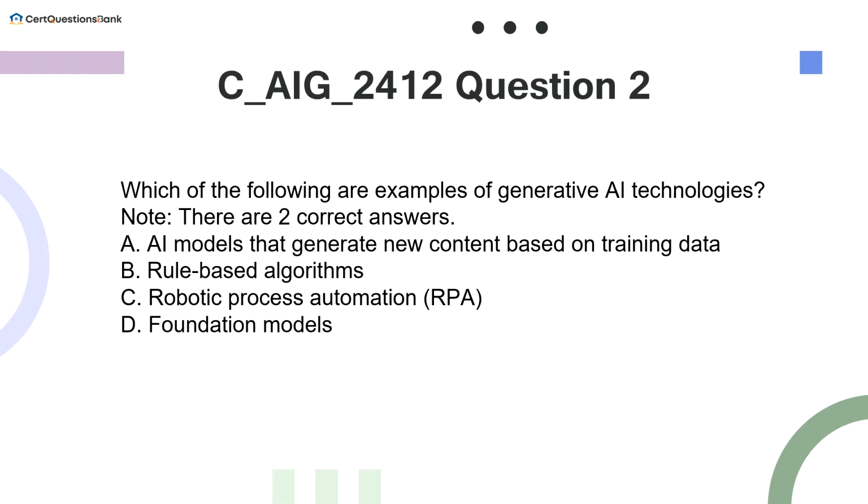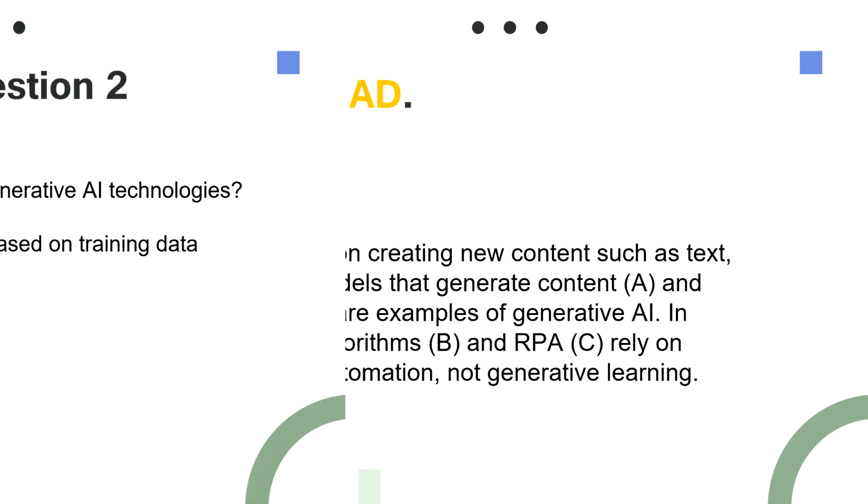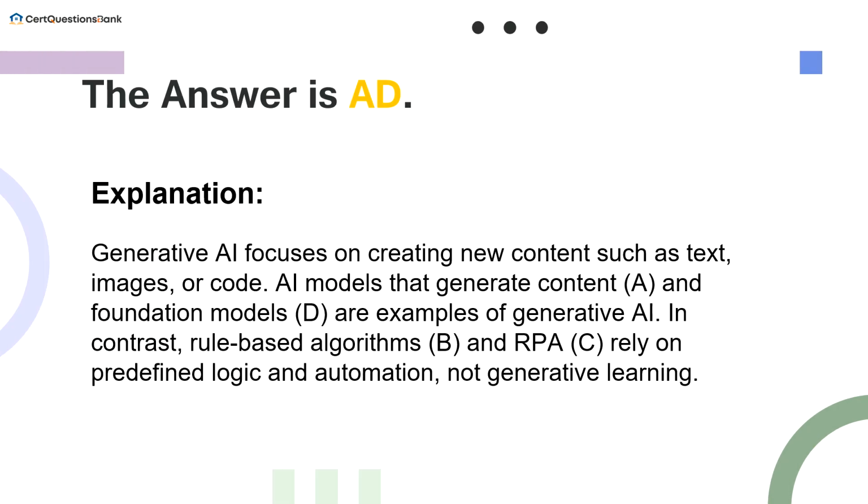Which of the following are examples of generative AI technologies? Note: there are 2 correct answers. A. AI models that generate new content based on training data. B. Rule-based algorithms. C. Robotic process automation, RPA. D. Foundation models. The answer is A, D.